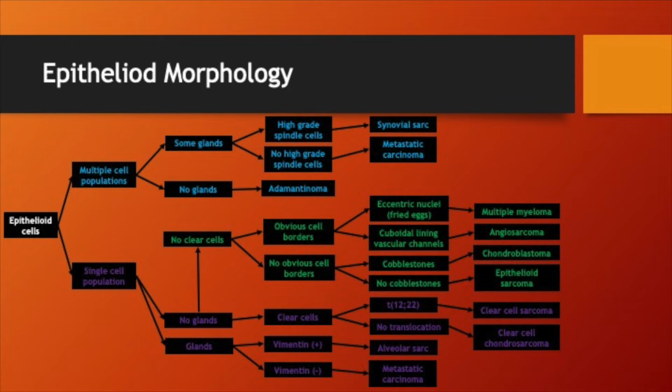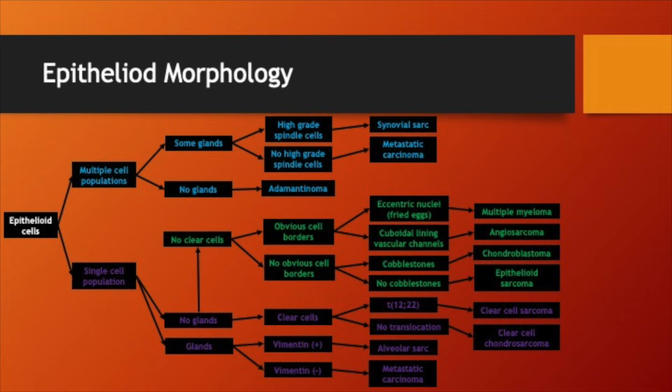The next thing you want to look at is, is there a single cell population, meaning do all the cells look roughly similar, or are there multiple cell populations, meaning you have clusters or sheets of different appearing cells. So in one cluster, all the cells will look similar, but in another cluster, they will look very different than that cluster, but all similar within that cluster.